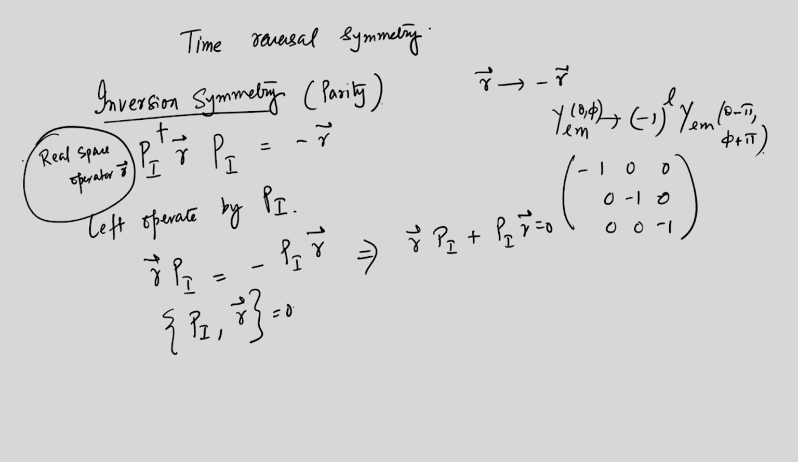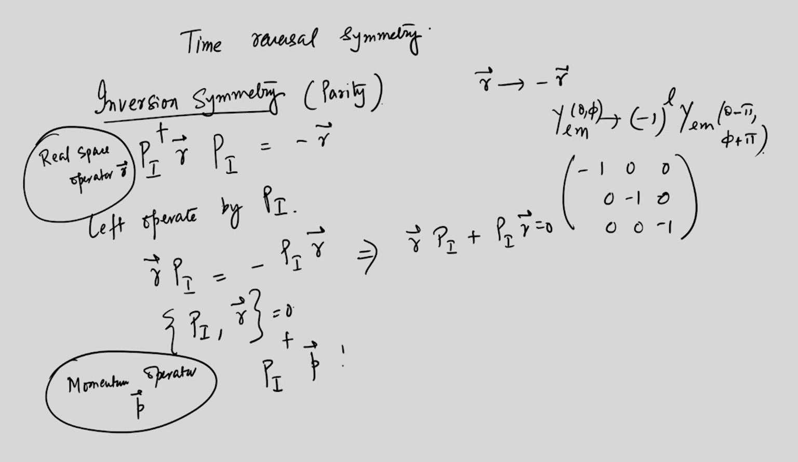And for the momentum operator P, it has a very similar thing, because P is nothing but m dr/dt, which means that it's proportional to the velocity multiplied by the mass. So this will also give rise to this Pi P Pi equal to minus P. Okay, and so P is the momentum operator, and then again we have these Pi and P that anti-commute and will give 0.